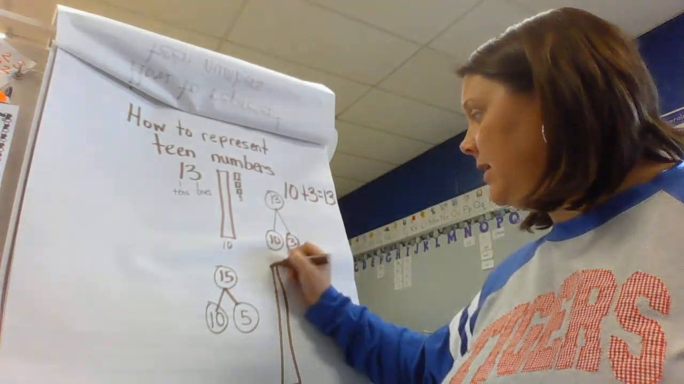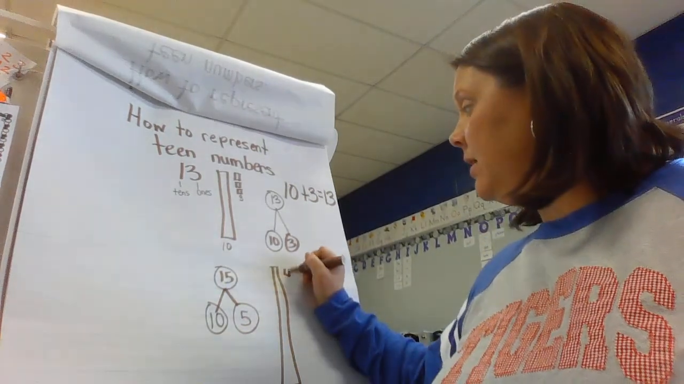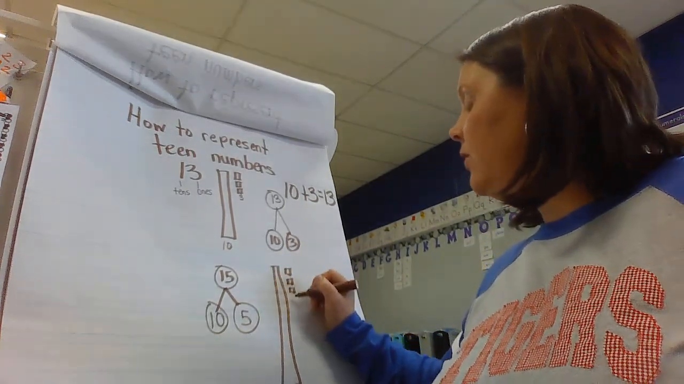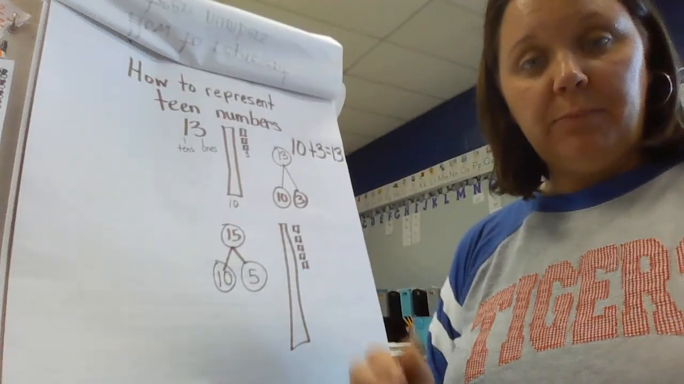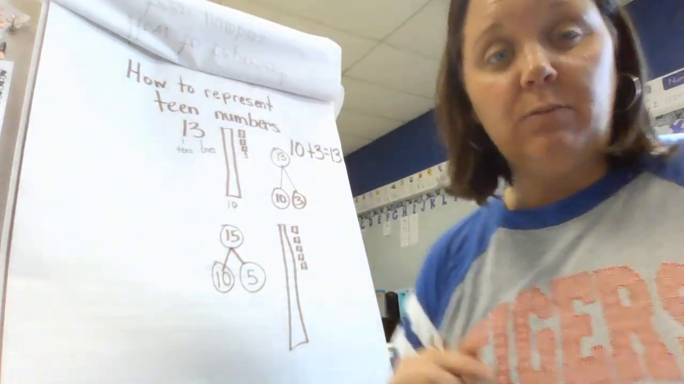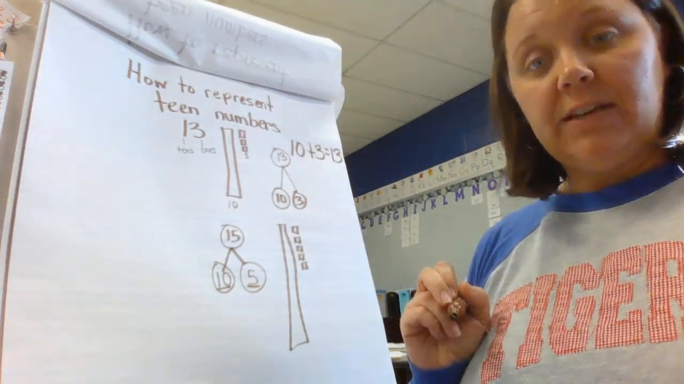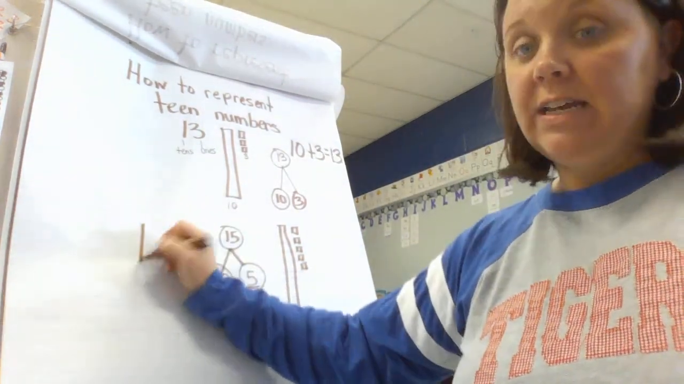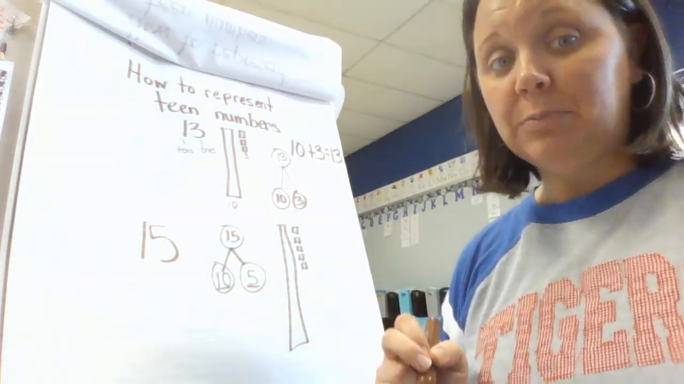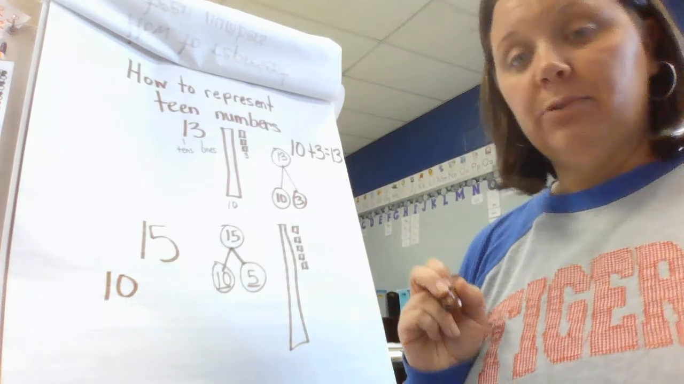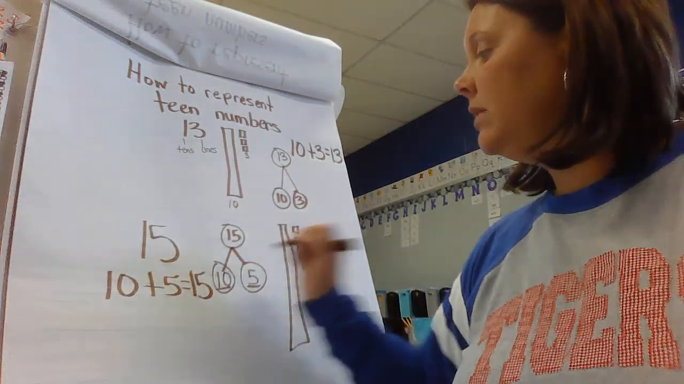I would draw a 10 and 5 ones. 10, 11, 12, 13, 14, 15. This is my representation of the number 15 with tens and ones. The number bond shows 10 is one part and 5 is the other. The number 15 is represented with a 1 in the tens place and a 5 in the ones place. It can also be represented with the equation 10 plus 5 equals 15.